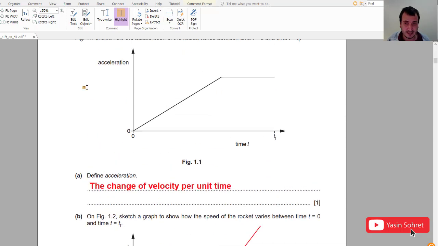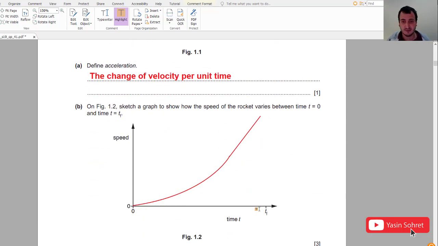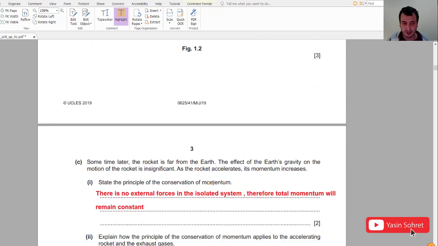When we convert the acceleration-time graph to the speed-time graph, we can draw this kind of graph: a curve, where the speed increases with the acceleration increasing, and then a straight line, where the speed increases with constant acceleration.